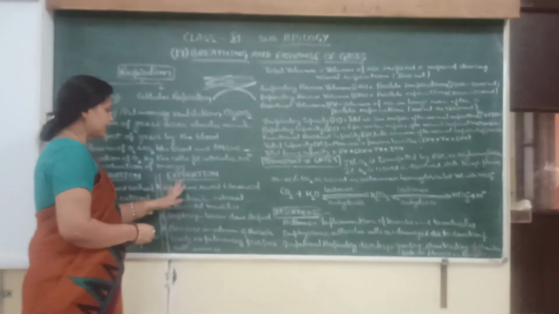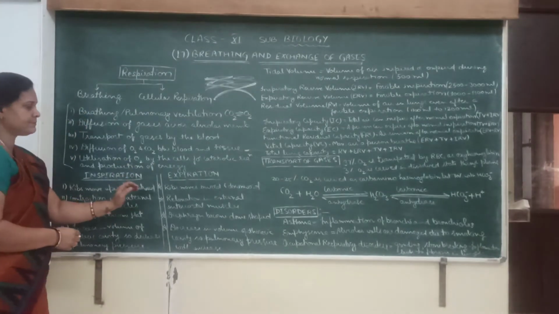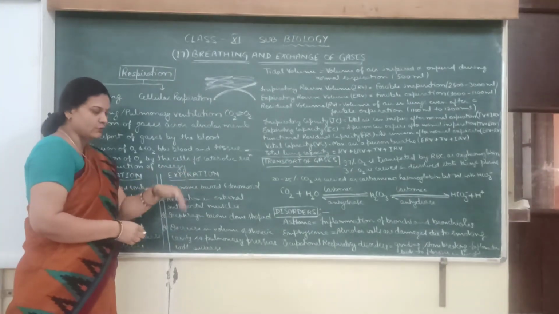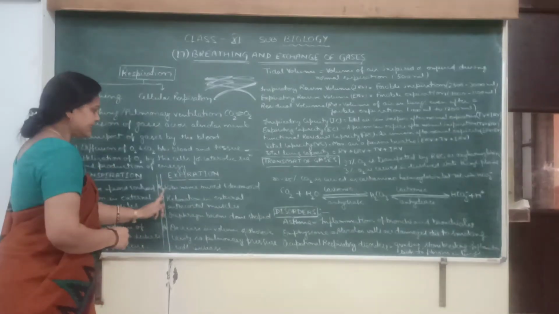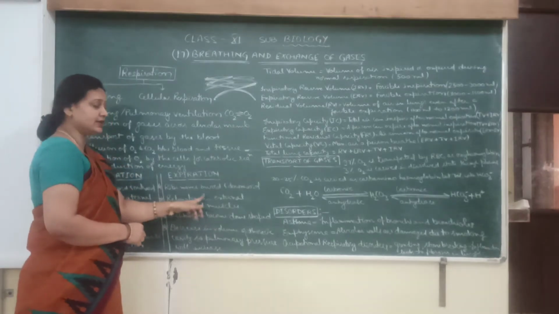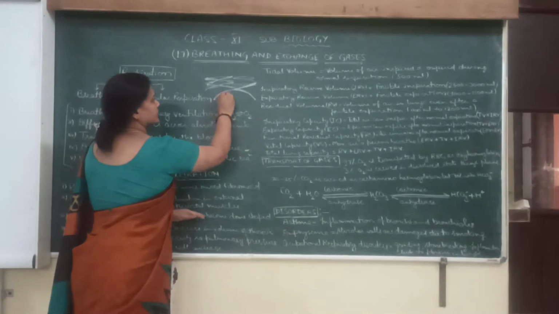And during expiration, what happens? Just opposite to the inspiration. During expiration or exhalation, ribs move inward and downward. And the second is, during expiration, the relaxation occurs in the external intercostal muscles and the diaphragm becomes dome shaped.